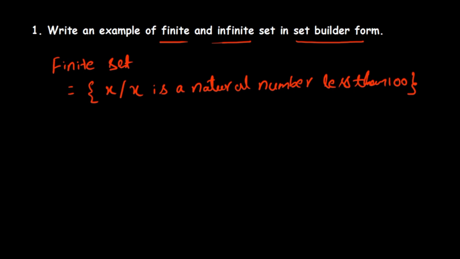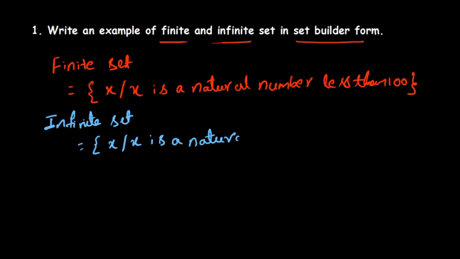Now one more, they're asking infinite set. For infinite set we take x such that x is just a natural number. Okay, so for this there is no end. Here we have less than 100, so we can take 1, 2, 3, 4, so on up to 99. That is a finite set. But for this example there is no end, just natural number I have given, so it can be continued like 1, 2, 3, 4, so on. So this is the example for finite and infinite set in set builder form.